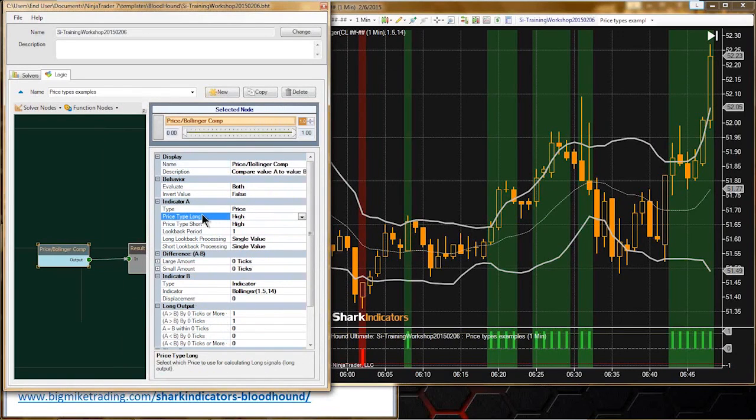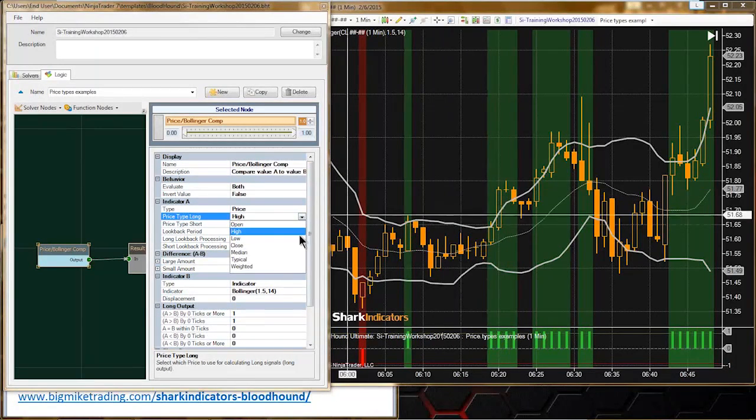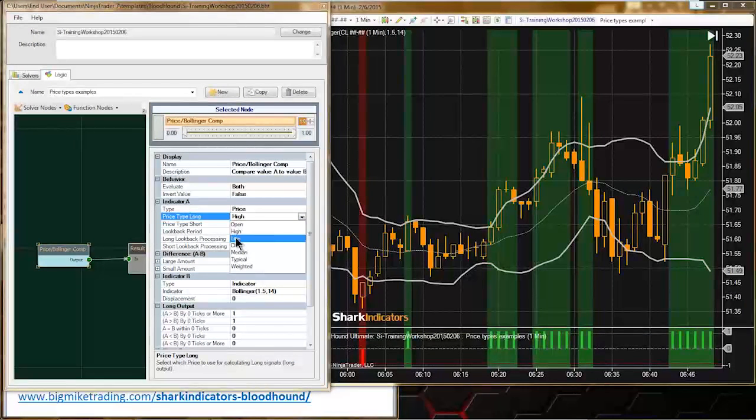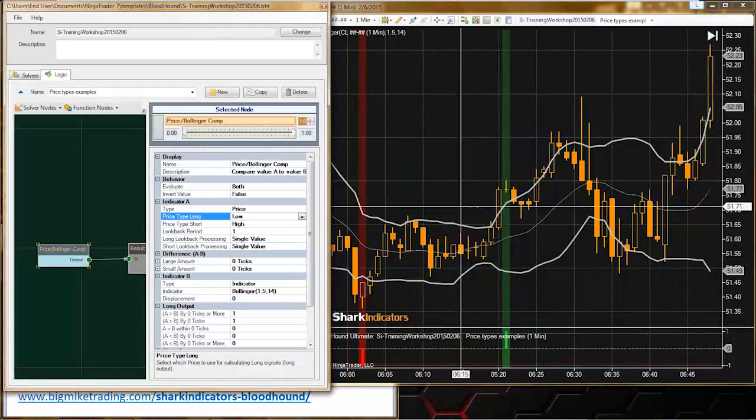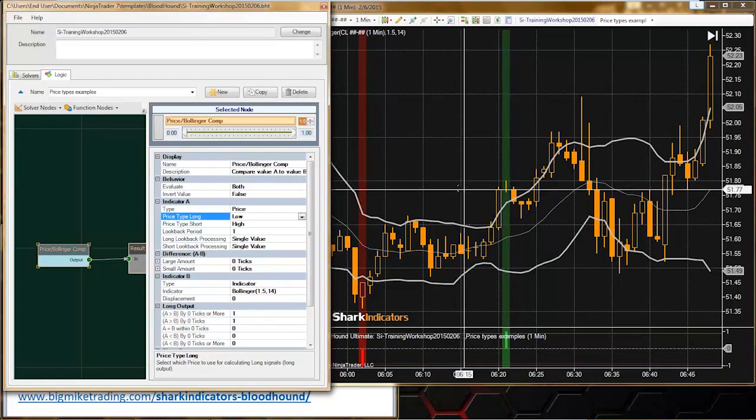Alright, and we can do the same for the long side. If we want to identify if the whole bar broke above the upper band, we can change our price type for long. If we want a long signal when the whole bar breaks above the upper band, we'll take a look at the low price. And there we go. We can see the low, the bottom of the bar, is above the upper band.